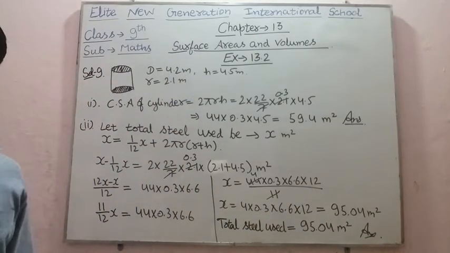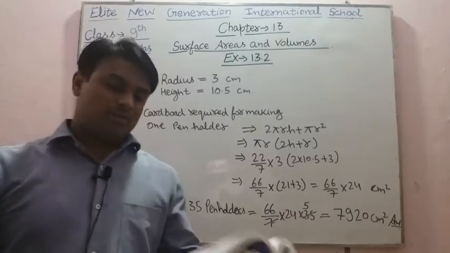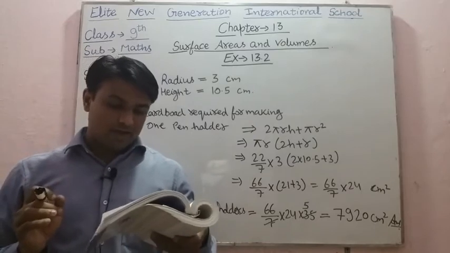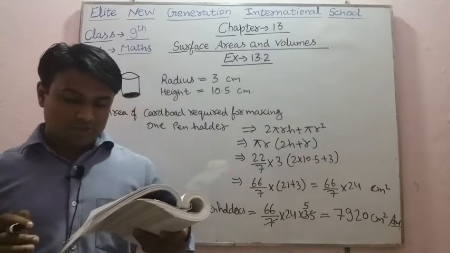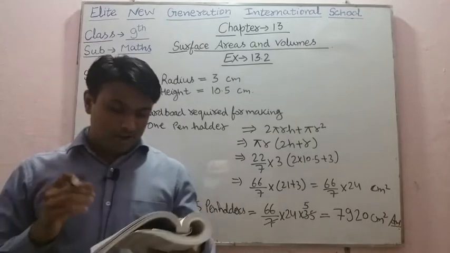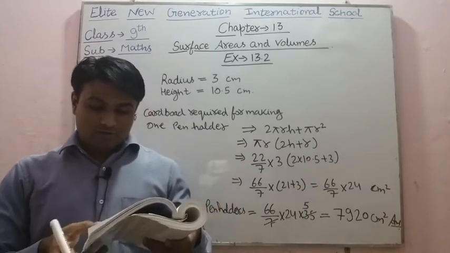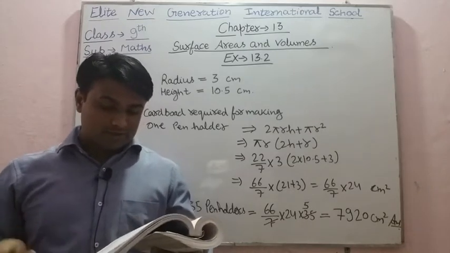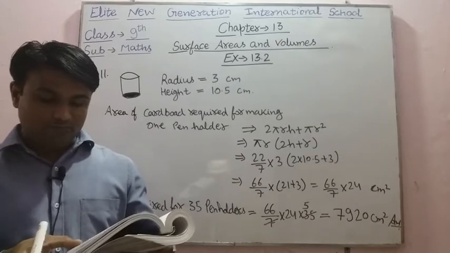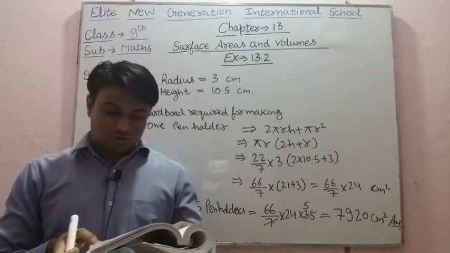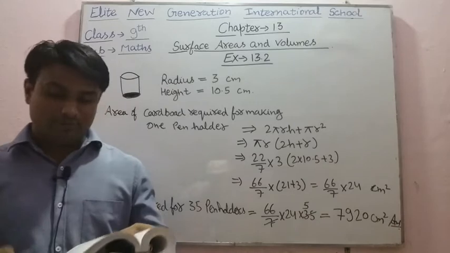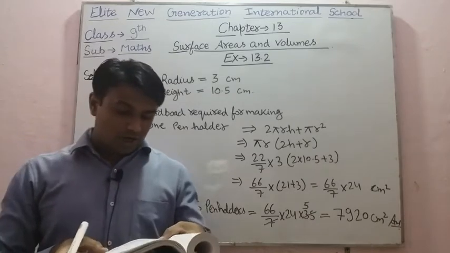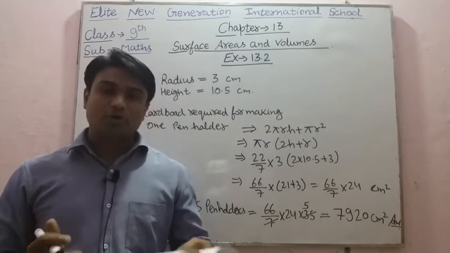Now after this, see question number 11. In question number 11 we have: the students of Vidyalaya were asked to participate in a competition for making and decorating pen holders in the shape of a cylinder with base using cardboard. Each pen holder was to be of radius 3 cm and height 10.5 cm. The Vidyalaya was to supply the competitors with cardboard. If there were 35 competitors, how much cardboard was required to be bought for the competition?